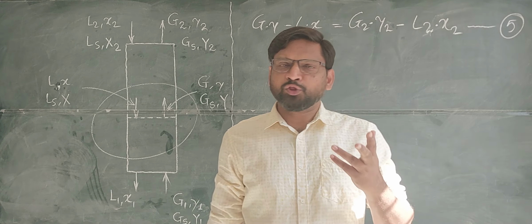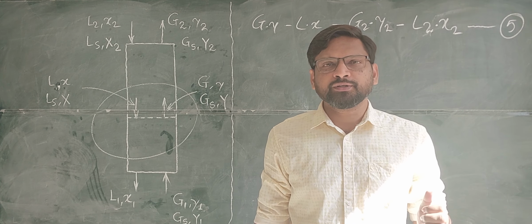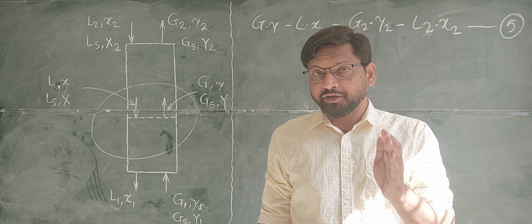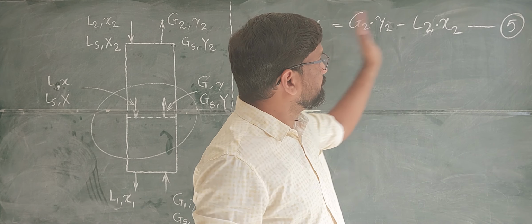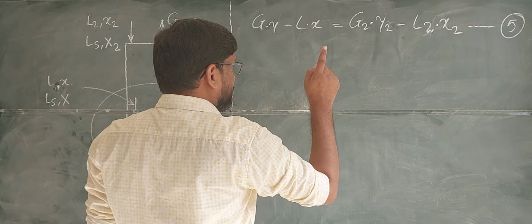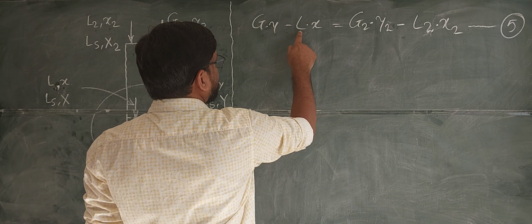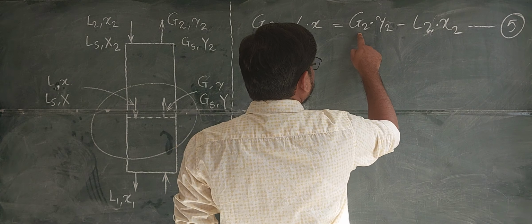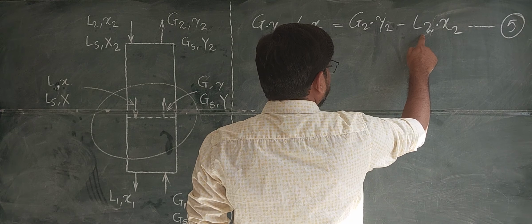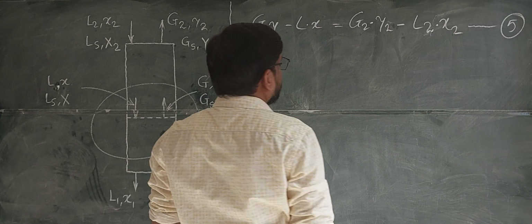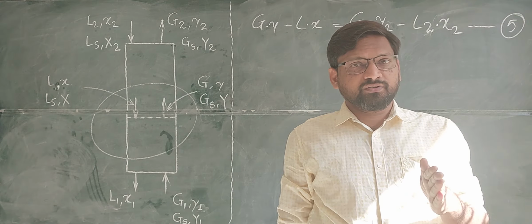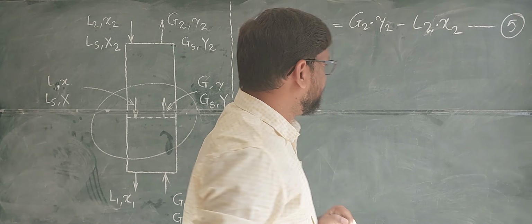Since there was no place at the bottom of the board, I am shifting equation number 5 to the top of the board now. So equation number 5 is G into Y minus L into X is equal to G2 into Y2 minus L2 into X2. I want to rearrange this equation one more time.